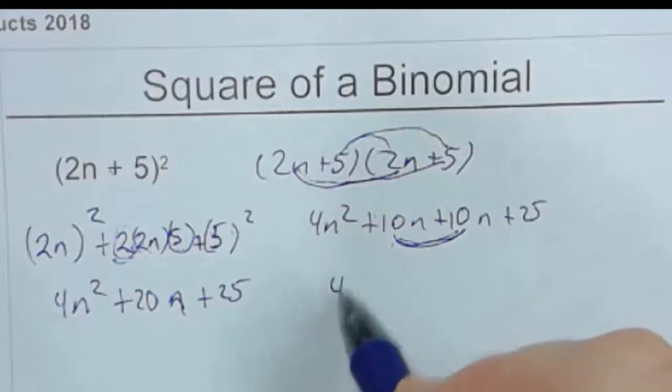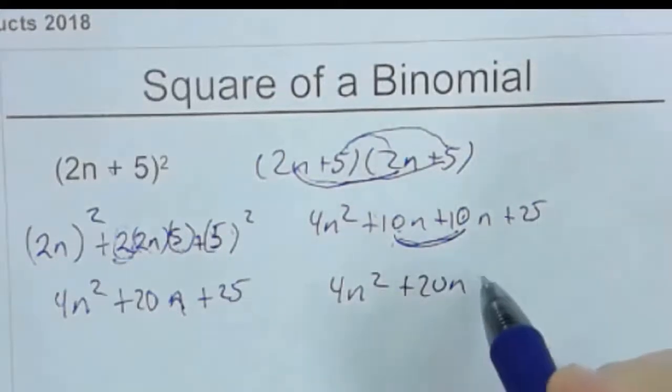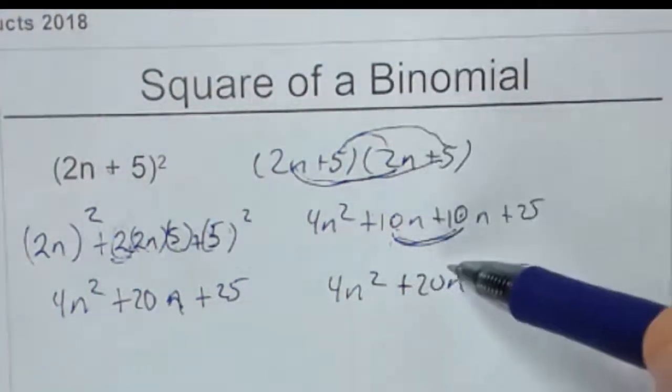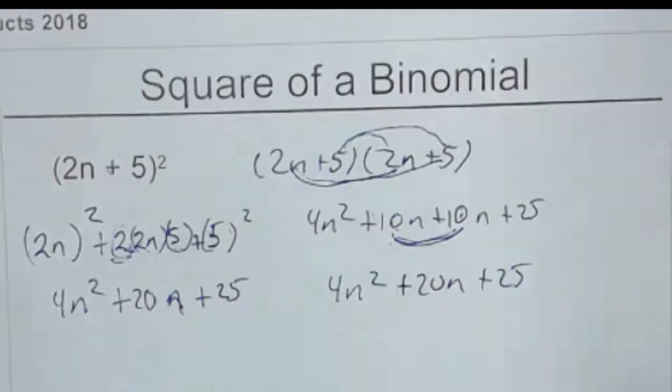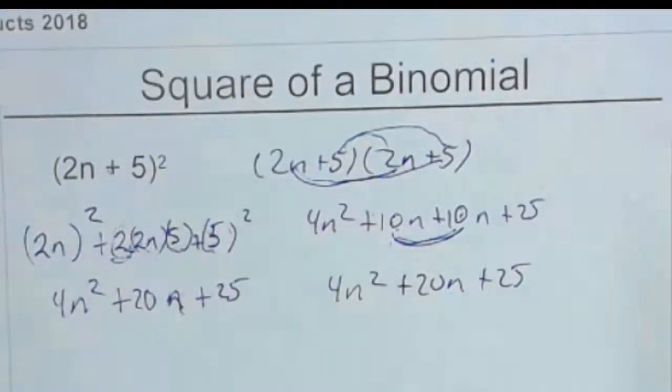So to simplify this, we get 4n squared. This makes 20, so plus 20n plus 25. Okay, so it doesn't look like a whole lot more work here, but once you learn this pattern here, this over here saves you a lot of time.